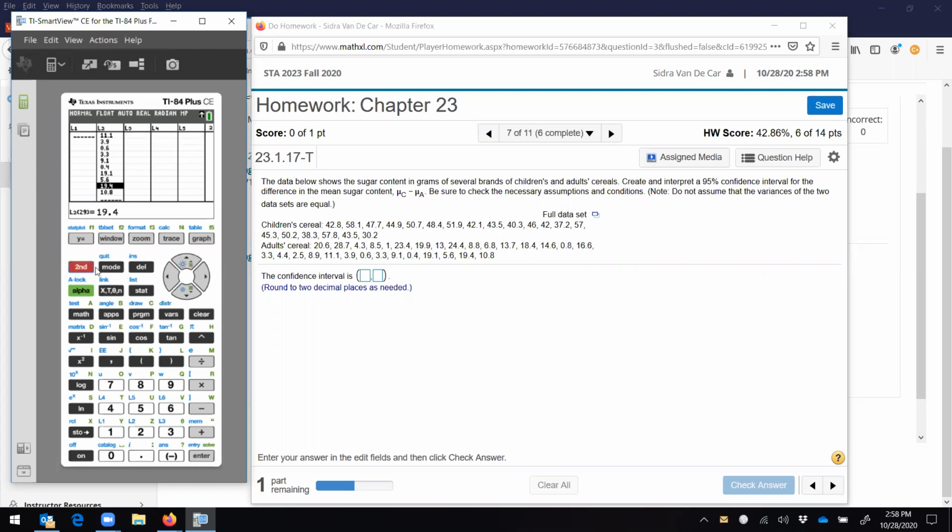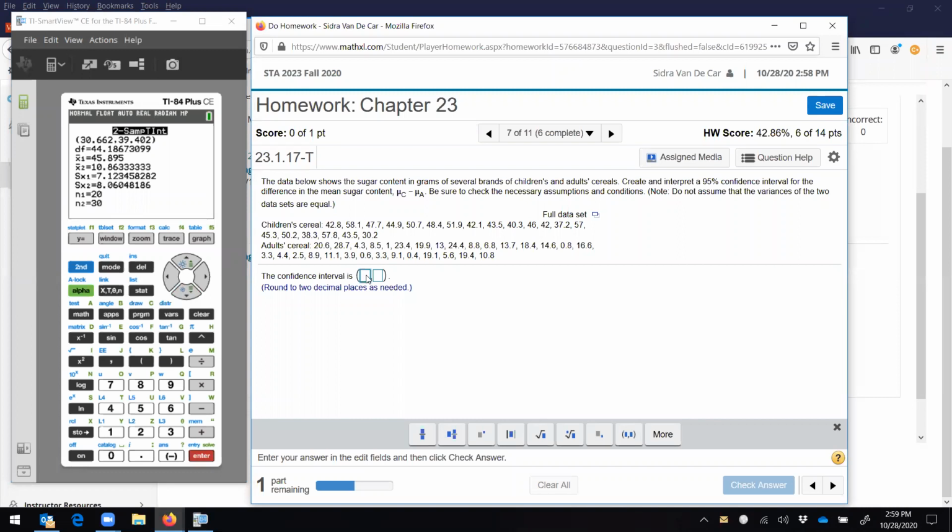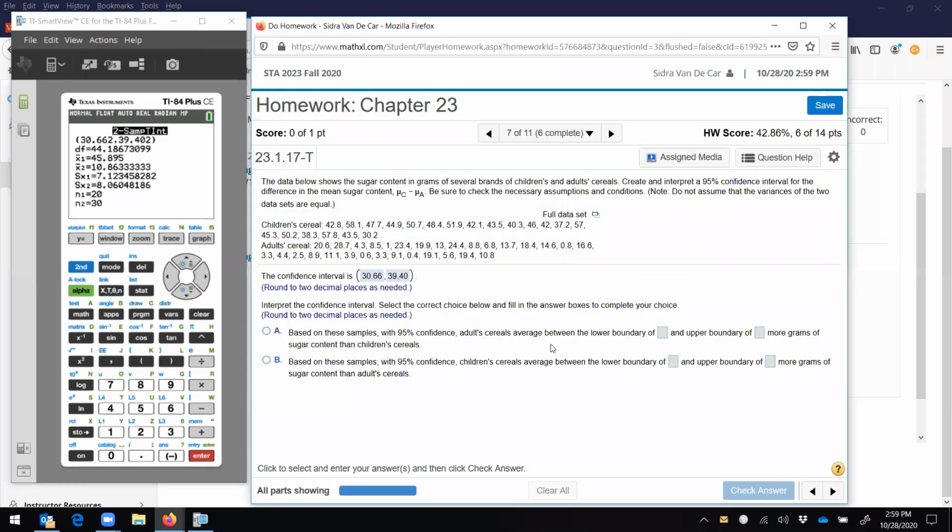Now for the moment of truth, we'll see if I mistyped anything. So we're going to go stat, tests, and we're going to do our 2 sample T interval. Option 0 here. All right, so we want to input the data, list 1, list 2, and 95%, calculate. So we get, round to 2 decimals, 30.66 and 39.40. All right, let's see if we made an error. Yay, I typed them all in right.